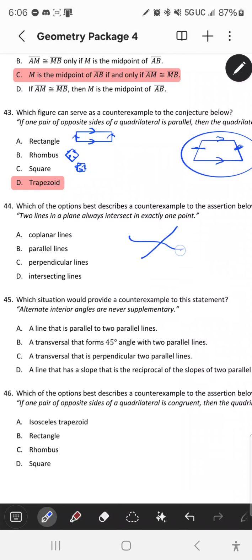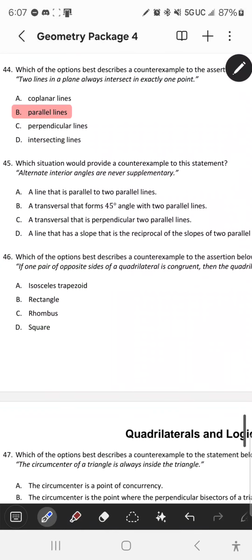Okay, let's first. Coplanar lines intersect at one point. Okay, parallel lines do not intersect at all. They keep going and going without intersecting anything. Okay, I like these perpendicular lines. They intersect at exactly one point, and intersecting lines also intersect at exactly one point. So the only one that does not fulfill this condition is parallel lines, because they never intersect each other. So that will be the counterexample.